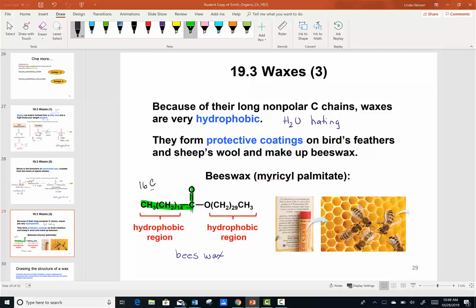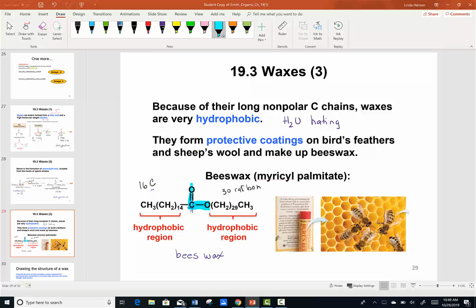And then down here, notice the alcohol portion has a total of 30 carbons by the time we're done adding those together. The only region that is polar in this entire molecule is where we see the C double bond O. The hydrophobic region is a long carbon chain on both ends, and the hydrophilic part is that tiny little spot in the middle where we see the C double bond O. But by far, the long carbon chains make this structure very hydrophobic.